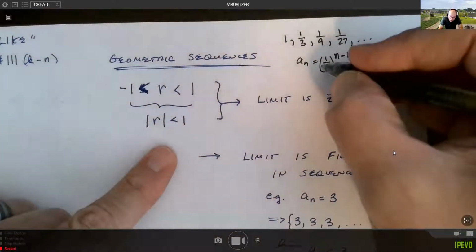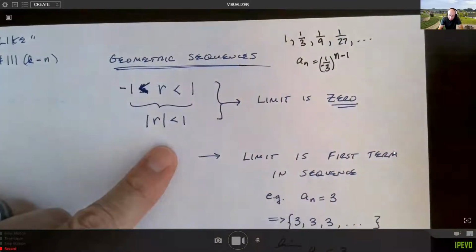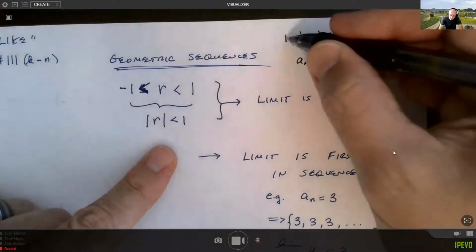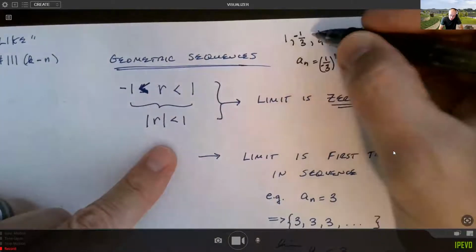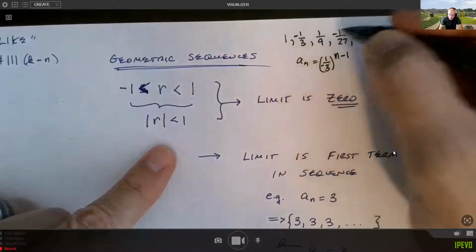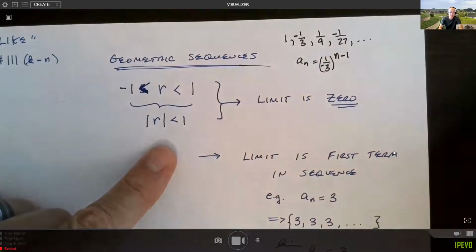what if we had -1/3 here? Well, what would happen is we would have +1, but then -1/3, negative times negative gives +1/9, negative times positive gives -1/27. They would alternate between positive and negative, but the limit would still be 0.